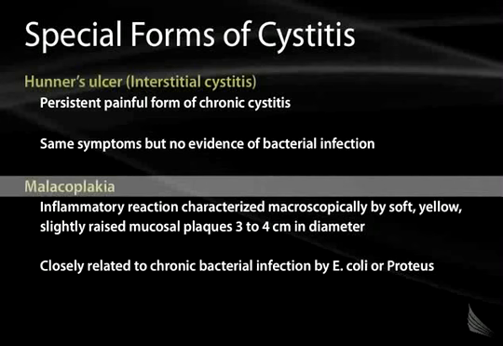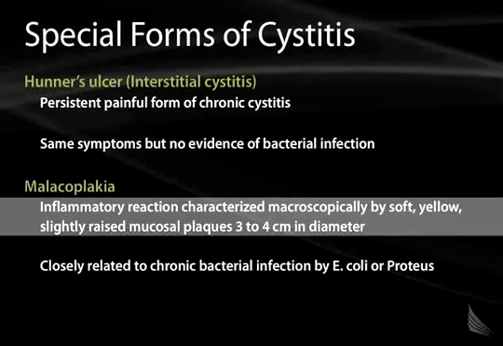First of all, be aware that this word can be spelled two different ways. One can see it spelled with a C, as we've represented it here in the slide. In other textbooks and on exams, it can be spelled with a K. Don't be surprised, it's the same disorder. This is an inflammatory reaction characterized, if one were to look at the bladder grossly, by soft, yellow, slightly raised mucosal plaques, 3 to 4 centimeters in diameter.